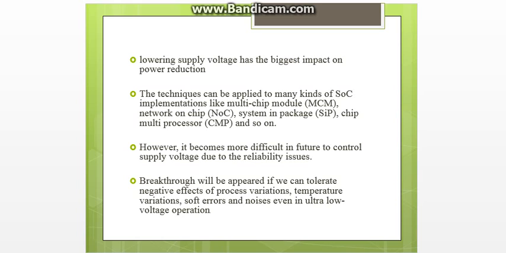However, it will become more difficult in future to control supply voltage due to reliability issues. A breakthrough will appear if we can tolerate negative effects of process variations, temperature variations, soft errors and noises even in ultra low voltage operation.